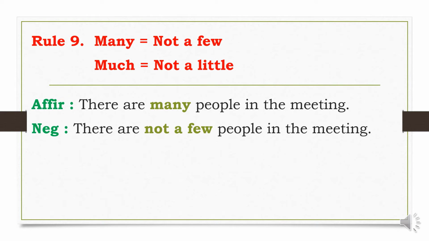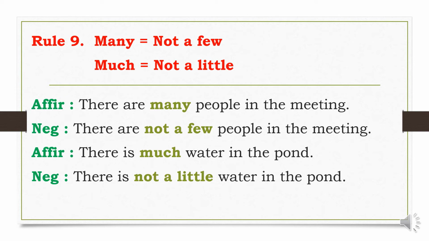For example, "There are many people in the meeting." Its negative form is "There are not a few people in the meeting." Here, if you notice, instead of the word "many," we have used "not a few." And except this change, there is no other change in this sentence. Similarly, "There is much water in the pond." Its negative form is "There is not a little water in the pond." So here as well, we have used "not a little" instead of "much." And there is no other change in this sentence.